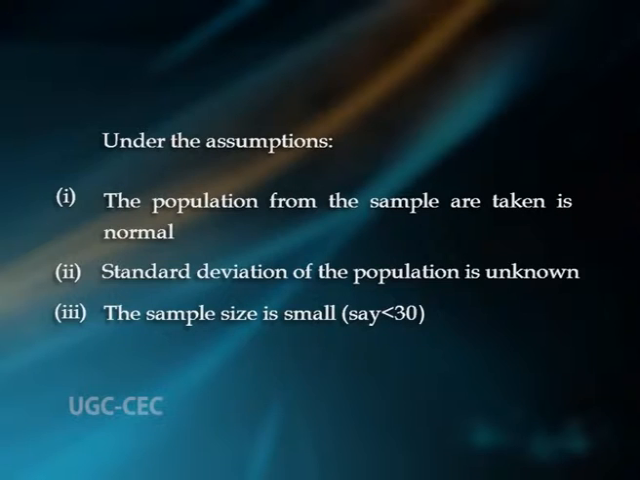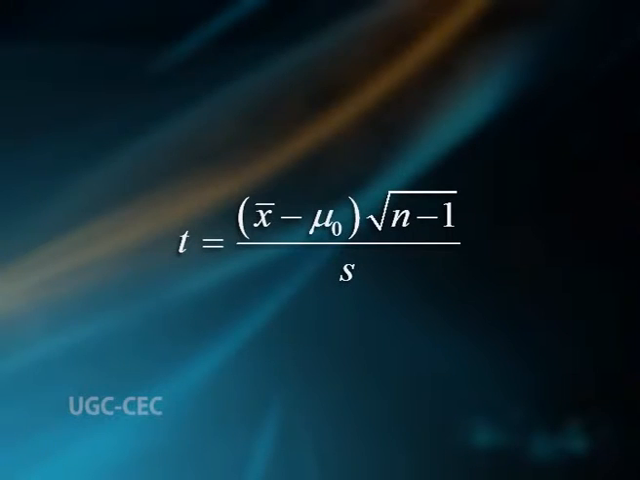1. The population from which the sample is taken is normal. 2. Standard deviation of the population is unknown. 3. The sample size is small, say less than 30. The statistic t equal to (x bar minus mu naught) into square root of (n minus 1) divided by s, which follows t distribution with n minus 1 degrees of freedom, is considered as the test statistic.